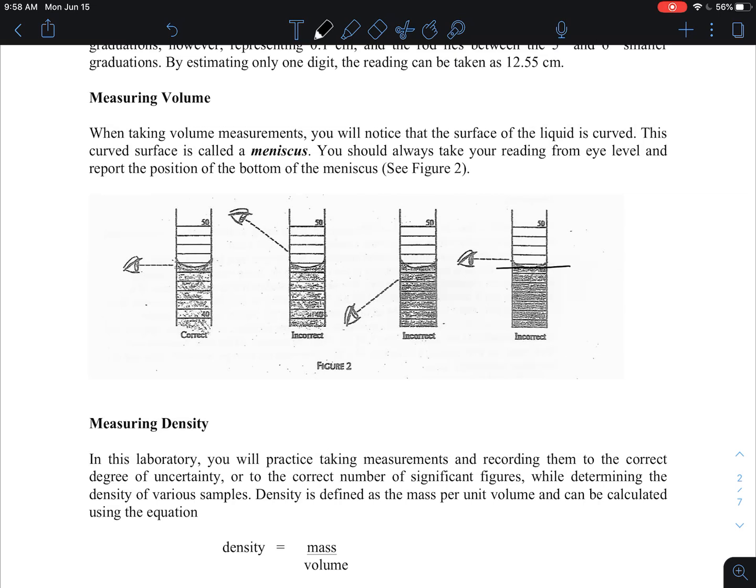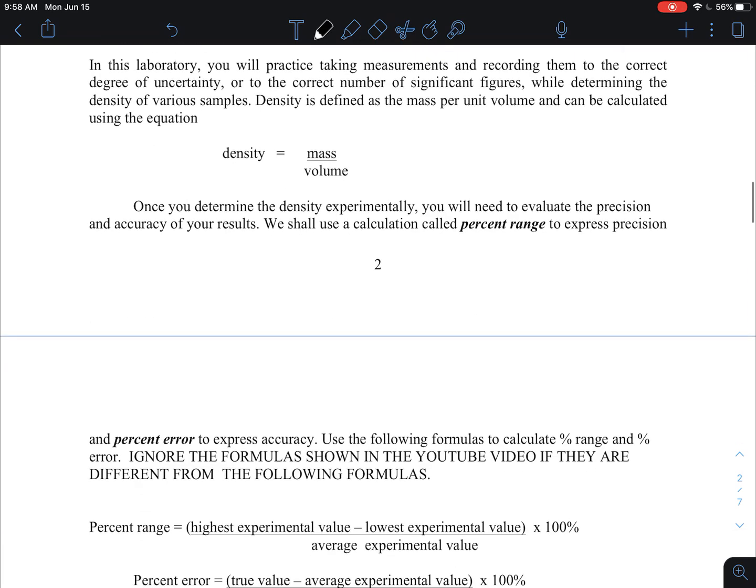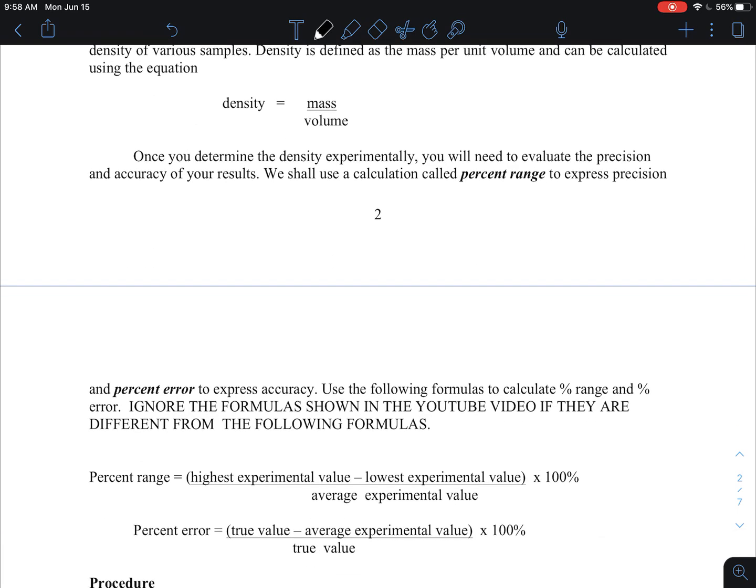If we wanted to know density, we have to measure mass and volume. Density is the amount of mass of a substance over the amount of volume. We do not have a way to measure density directly, but we do have ways to measure mass and to measure volume. So we can determine the amount of mass and the amount of volume to then determine the density experimentally. And then you can evaluate the precision and accuracy of your results through something called percent range and percent error.